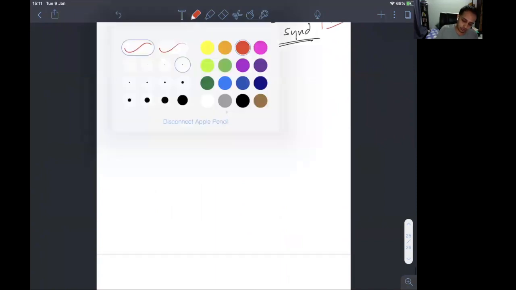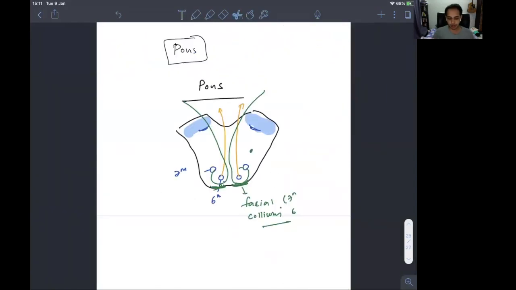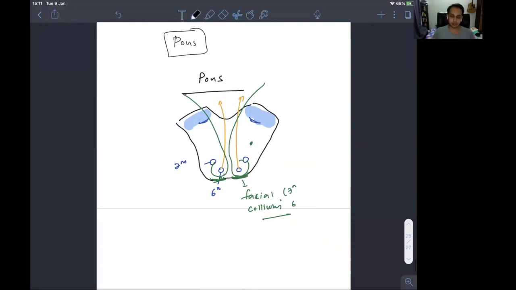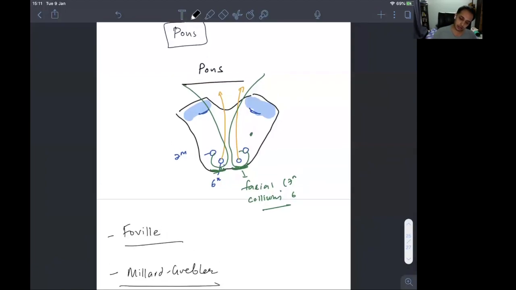Now moving on to the pons. In the pons, there are two classical brainstem syndromes that are associated. One is called Foville and the other is known as Millard-Gubler. What is the difference between these two? In one of them, you have a lesion in this area.